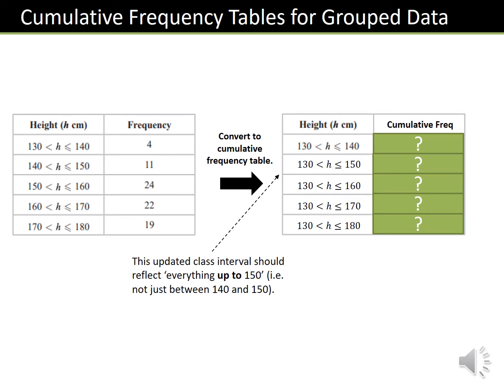To work out the cumulative frequency, it's the same idea as before. The first one is the same, and then from there we just keep on adding whatever the frequency is. So this one is 4 plus 11, which is 15. Then the next one, we add on 24, so that'll be 39. Then we add on 22, and then we add on 19. The final cumulative frequency is the total amount in the group. If this is heights of people, this is out of a total of 80 people.